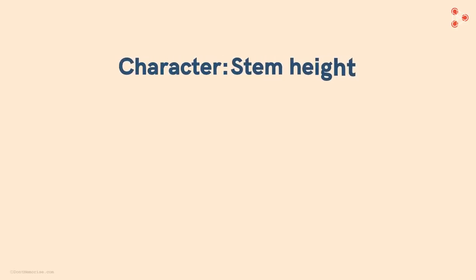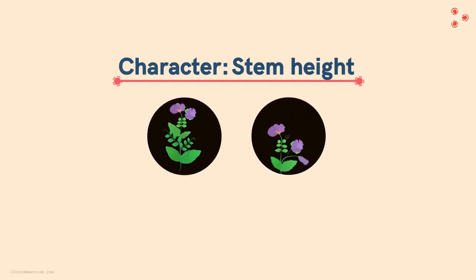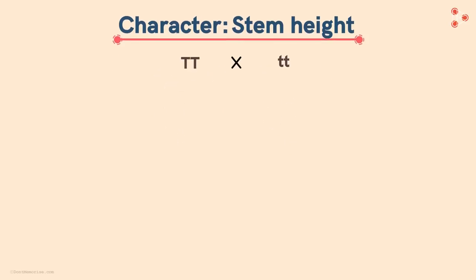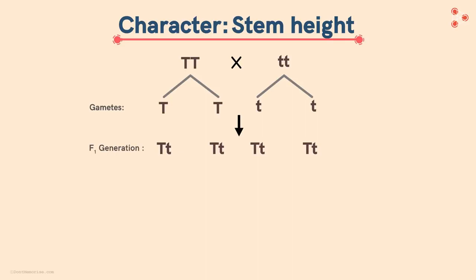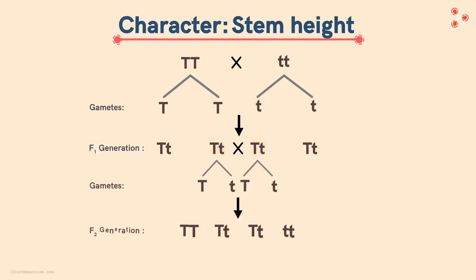This time, let's consider the character stem height in the pea plant. Here, we take a tall and a dwarf plant. Both these are pure lines. On crossing the parental generation, we get these offsprings in the F1 generation. Now, what will happen when we cross these two plants from the F1 generation? It will give us these results. Take a moment to go through this.